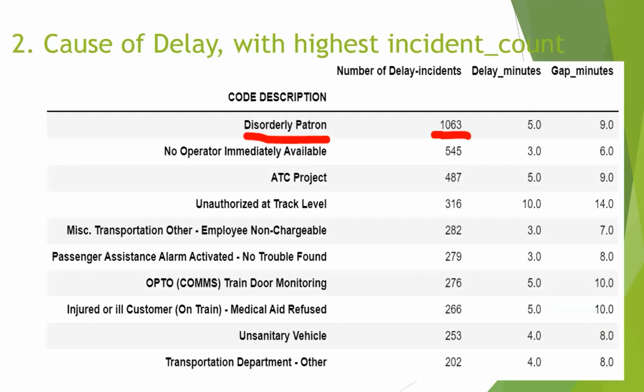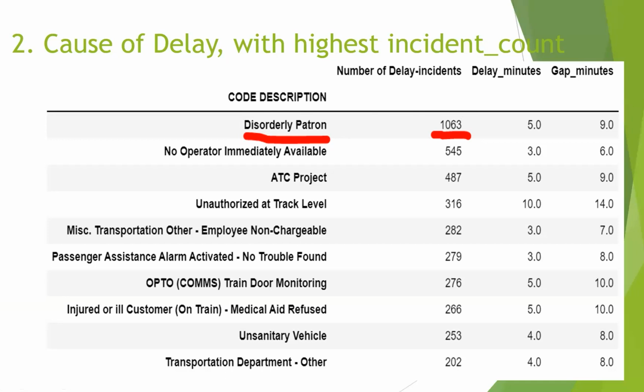Another business question that could be asked is, what is the most prominent cause of delay? And I don't know what this speaks about us Torontonians, especially us as passengers, but what we analyzed from the data set is that about 1,000 delay incidents occurred because of disorderly patrons. Okay, so this was the highest or the most frequent cause of delay.